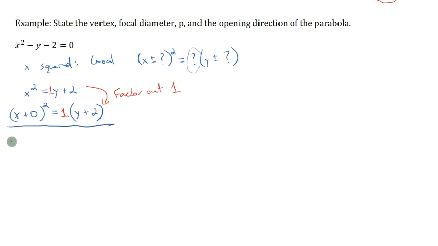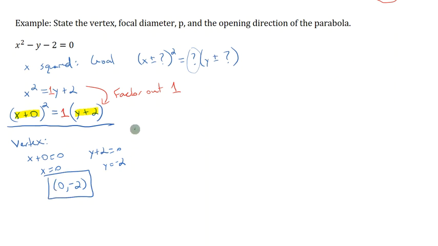So we can get our vertex. Let's start with our vertex. I look at x plus 0, and I look at y plus 2, remember? And I figure out what makes those each equal 0. Clearly x is 0 here, and y is negative 2 here. So our vertex is the ordered pair where x is 0 and y is negative 2. Then we have our focal diameter. The focal diameter is 1. That's just this number here. P is our focal diameter divided by 4. So P is 1/4 or 0.25, okay?